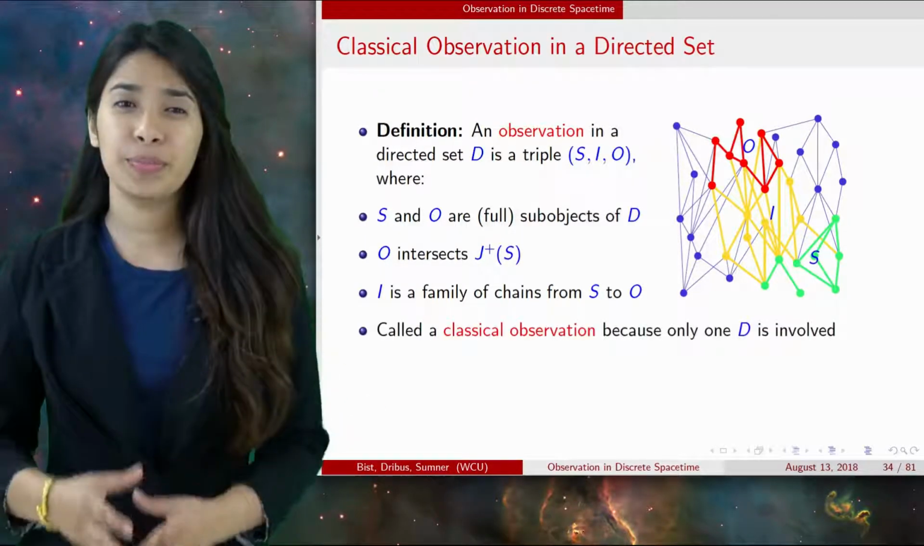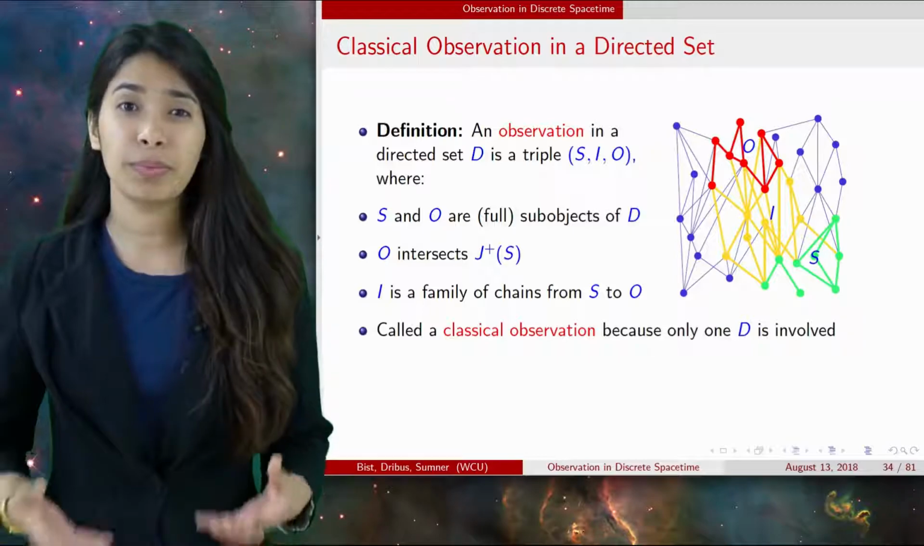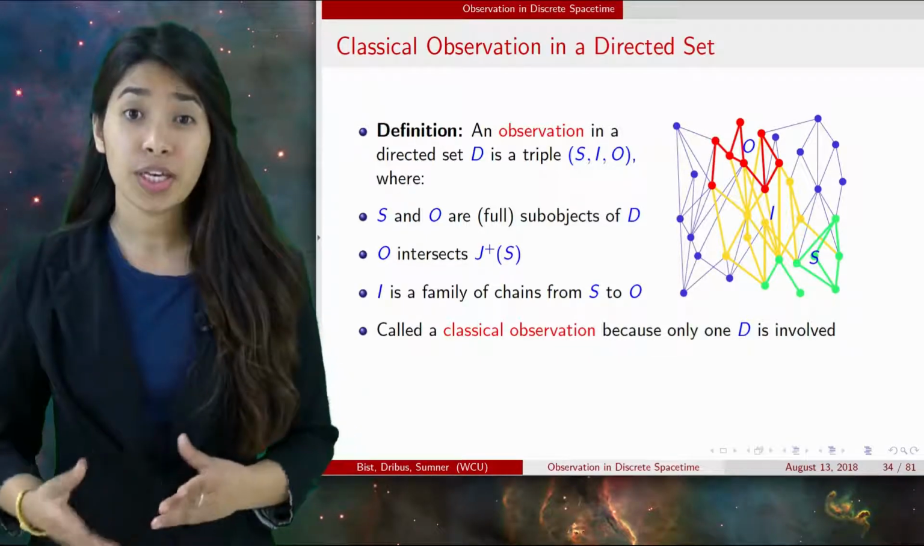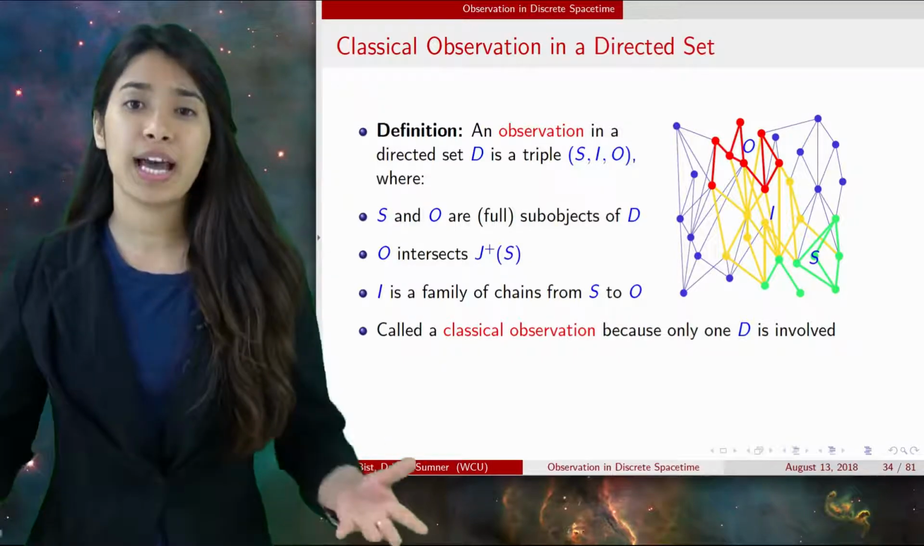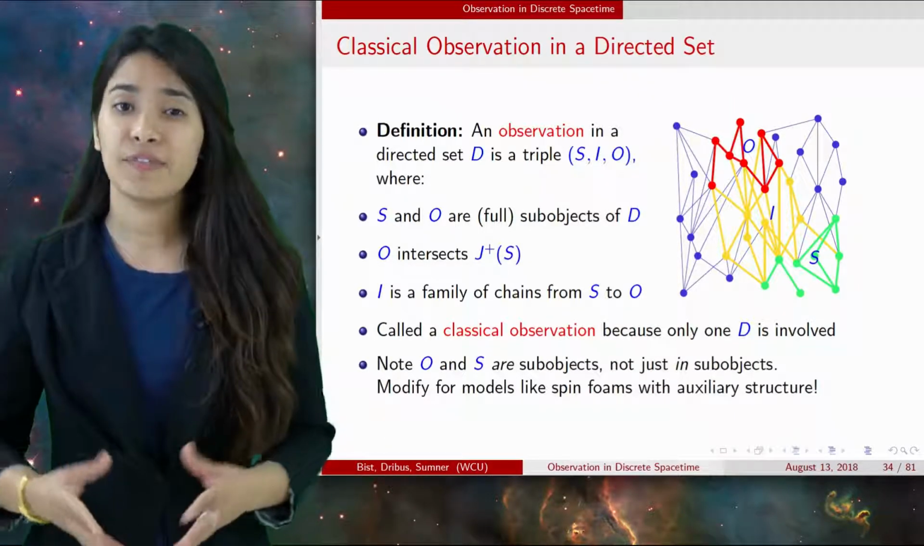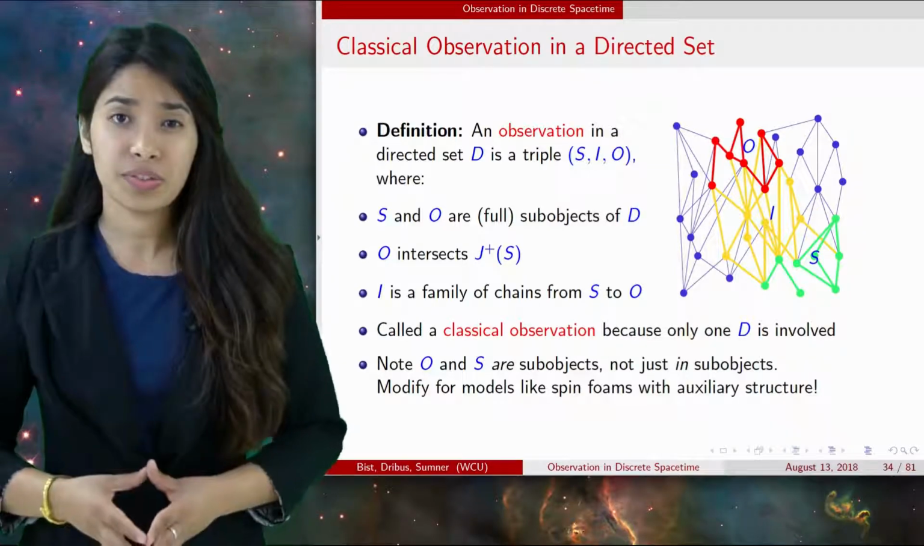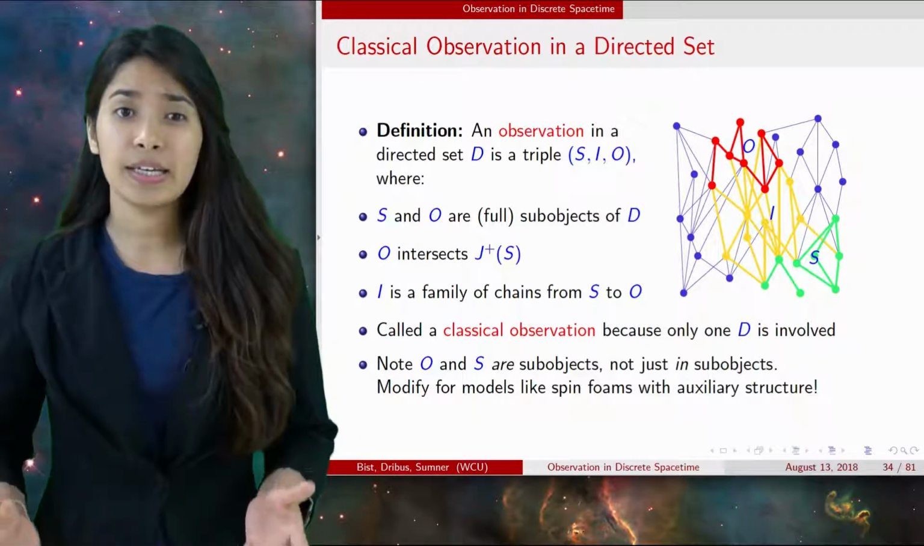It is worth repeating that we are working classically at the moment because only one directed set is involved. Hence, this is a classical observation. Also, we are being ambitious by assuming that the subobjects O and S can define what an observer and the observed system are, rather than just merely where they are.